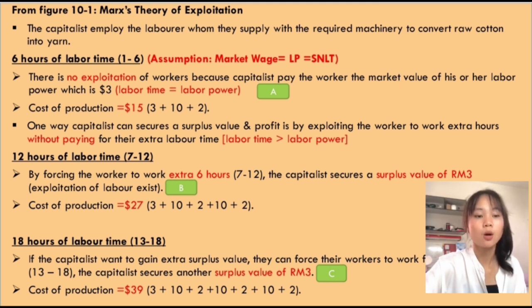However, if the capitalist forces the worker to work an additional 6 hours, from 7 to 12 hours, the worker will produce a surplus value of $3. Since they are not compensated for the extra labor time, this surplus value is appropriated by the capitalist, who can use it to expand the business or accumulate wealth. If the capitalist forces them again to work additional hours, from 13 to 18 hours, they will continue to extract surplus value and accumulate more profits. However, this will come at the cost of the workers' well-being and could lead to exploitation in the labor process. So let's look at the next slide.